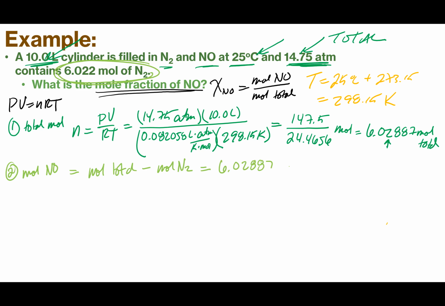So this is our total 6.02887 moles. Remember, this has 3 significant figures, minus N2, which is 6.022 moles. So if we subtract those things, we get 0. Oh, that's interesting. Okay, sorry. Getting distracted. 0.00687499 moles. Okay, this is just NO.